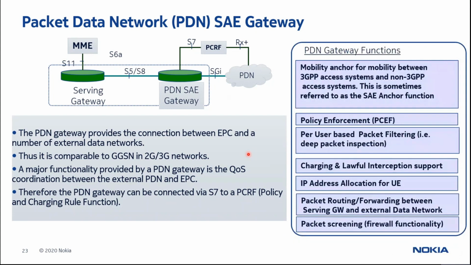I would say this PDN gateway, that is Packet Data Network SAE gateway, as one of the gateways to the external world. So that is why it is actually fitting to call it as a SAE gateway. This is basically comparable to a GGSN as I described earlier. The major functionality provided by PDN gateway is the QoS coordination between the external PDN and EPC. So QoS actually stands for quality of service.